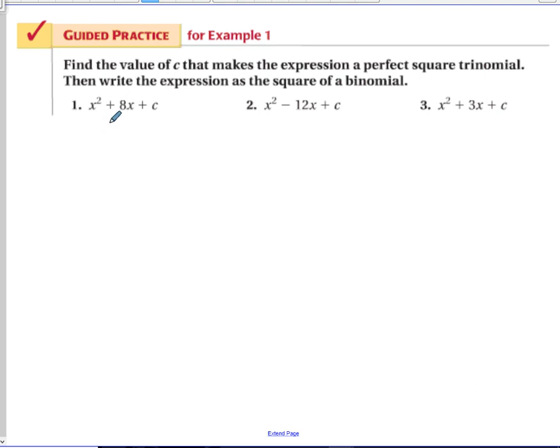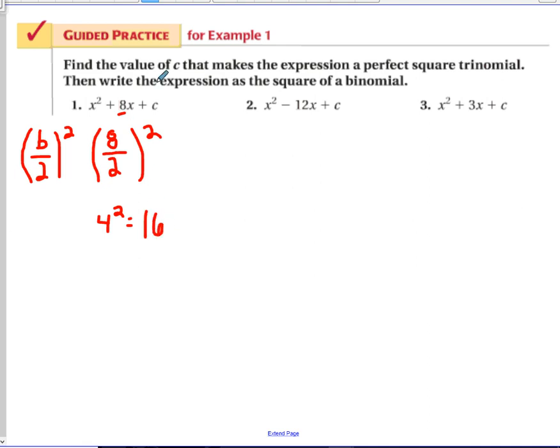Let's say I have x squared plus 8x plus c, and I'm doing the same process that I did in the previous example. The first thing I'm going to do is find my b over 2, and I'm going to square it. My b is 8, so I'm going to go 8 over 2, and I'm going to square it. 8 divided by 2 equals 4, so I'm just going to write 4 squared. I couldn't do that in the last problem because it didn't go out evenly. So 4 squared is 16.